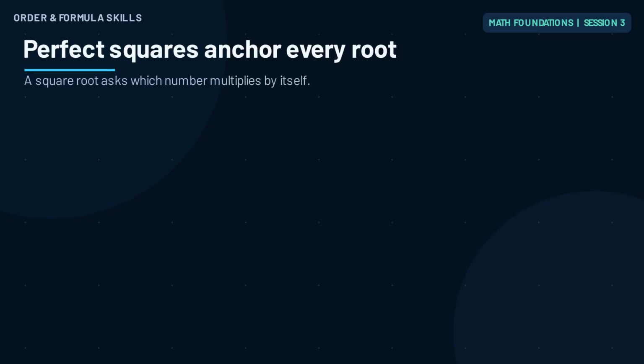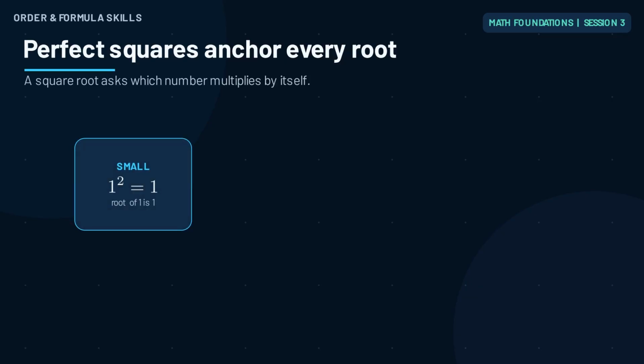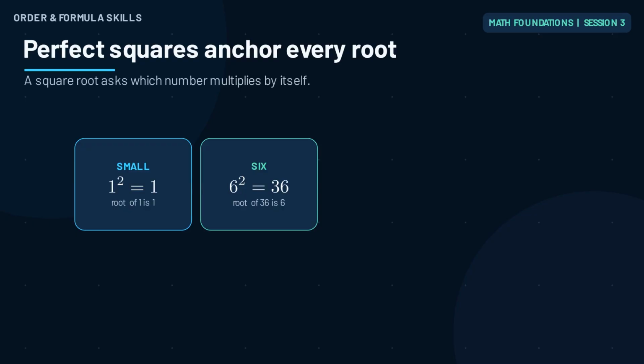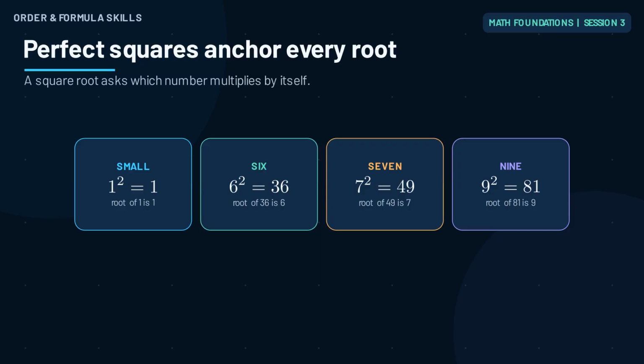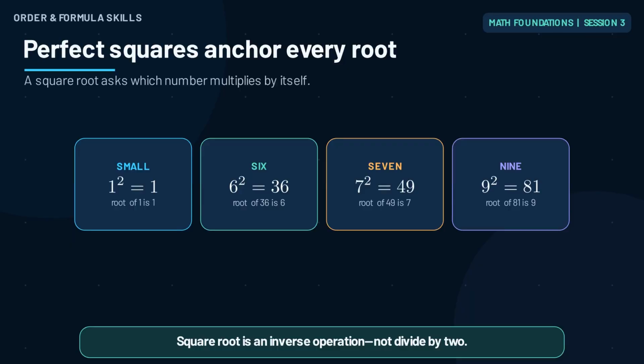Square roots become easier when you know nearby perfect squares. 1 squared is 1, 2 squared is 4, 3 squared is 9, and the list continues. 6 squared is 36, 7 squared is 49, 8 squared is 64, and 9 squared is 81. So the square root of 81 is 9, not 40.5 and not 18. A square root is not divide by 2. It asks for the number that can be multiplied by itself to produce the value under the radical.